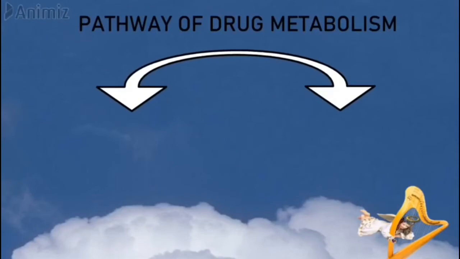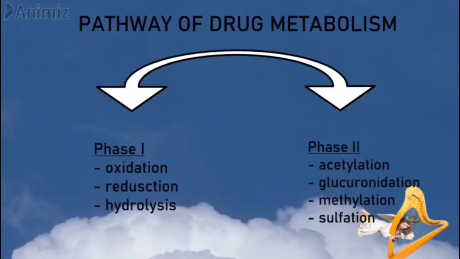in drug response. The pathway of drug metabolism comprises two phases, which are phase 1 and phase 2. However, we are going to focus on the inheritance of individual variation in a drug response for each phase.